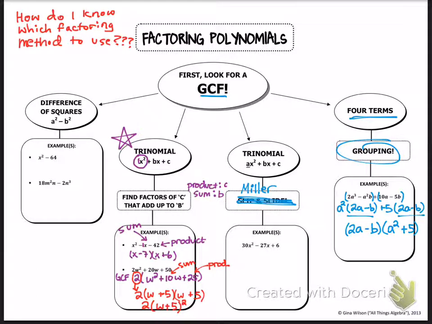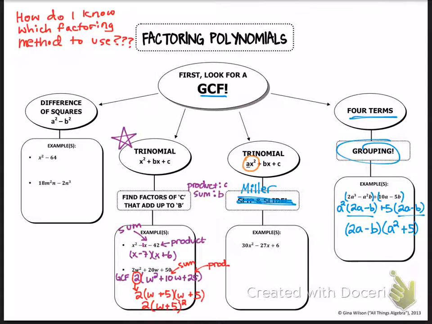Just to recap again, look for GCF. If I see a trinomial, and there's nothing in front of the x squared, then just look at the C and B. Now, if you see a GCF, look for that GCF. If you see a trinomial, but now there's an actual number in front of it, then use the Miller method.